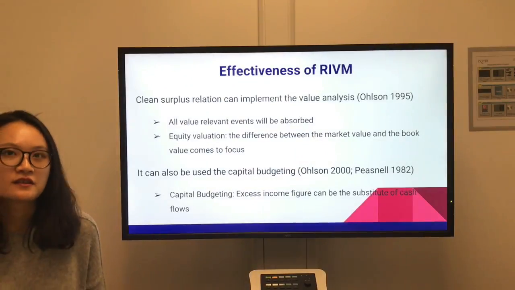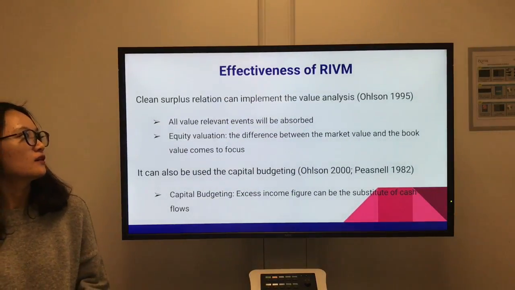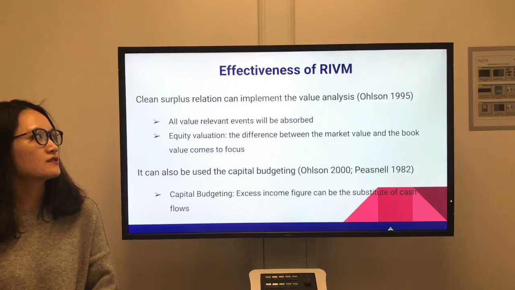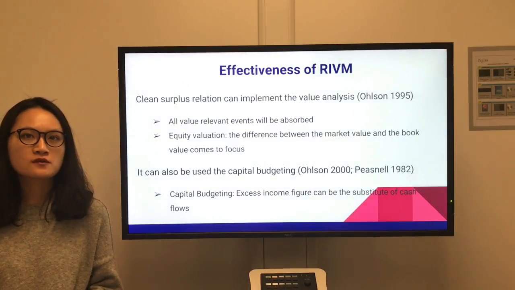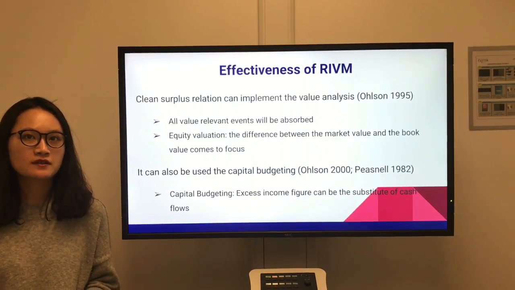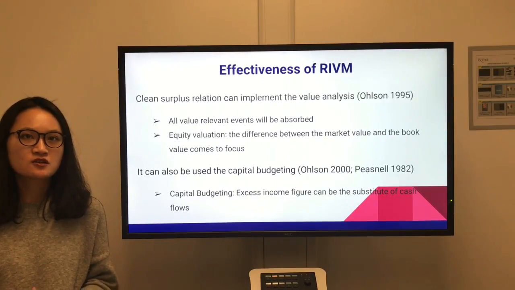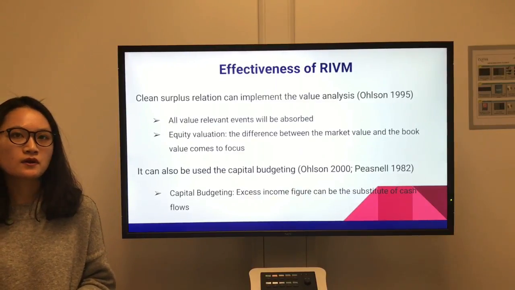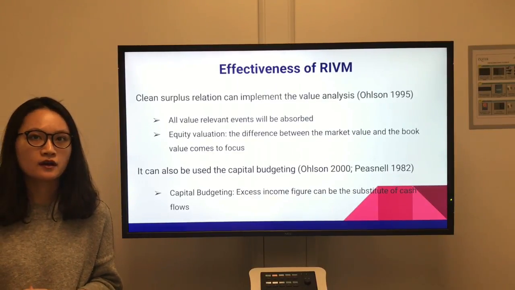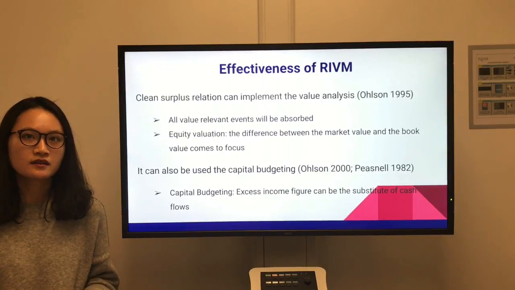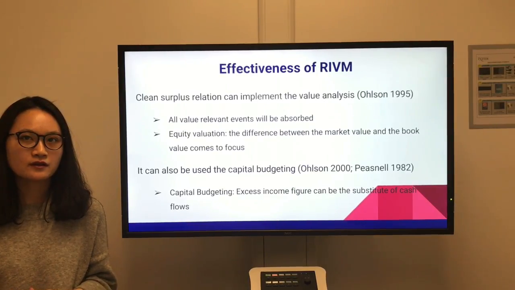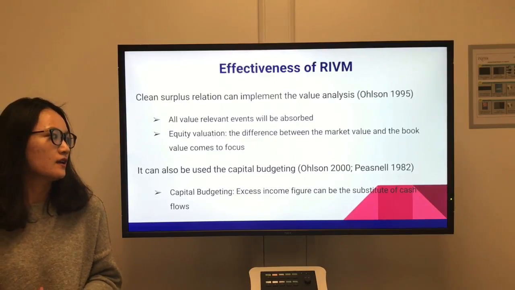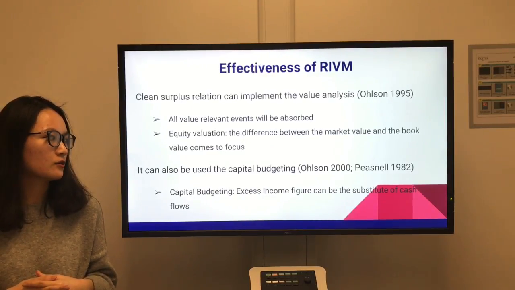Now I will evaluate the effectiveness of the RIVM. Firstly, the clean surplus relation can implement the value analysis. According to Ohlson 1995, all value-relevant events will be absorbed by current or subsequent periods' earnings and book values. Generally, it shows the relevance of abnormal earnings as a variable that influences a firm's value. This will provide a more accurate equity valuation. The difference between the market value and the book value comes into focus. And it can also be used in capital budgeting.